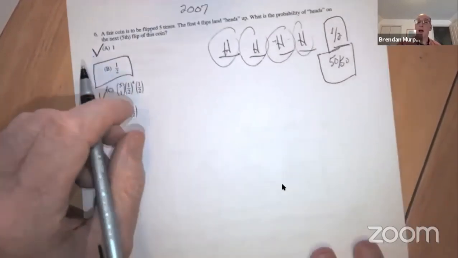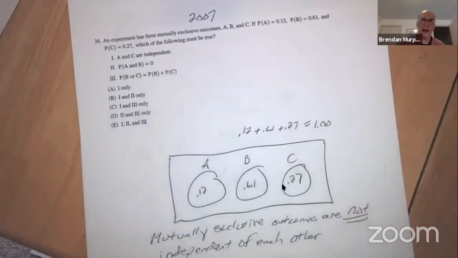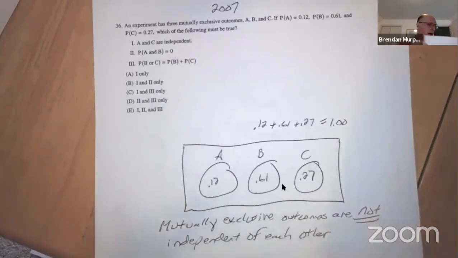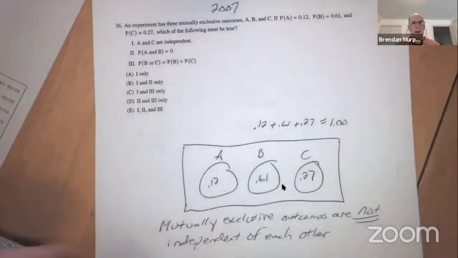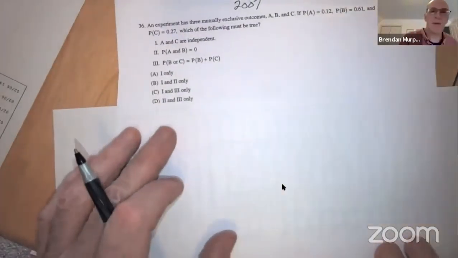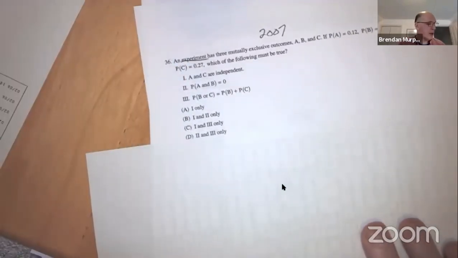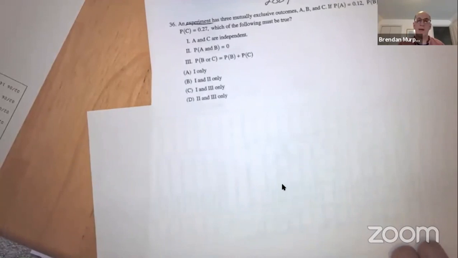So that was a relatively easier one. Let's keep going, and they will get a little bit more difficult here. So this is from the 2007 exam. An experiment, so I'll underline that word, has 3 mutually exclusive outcomes, A, B, and C.